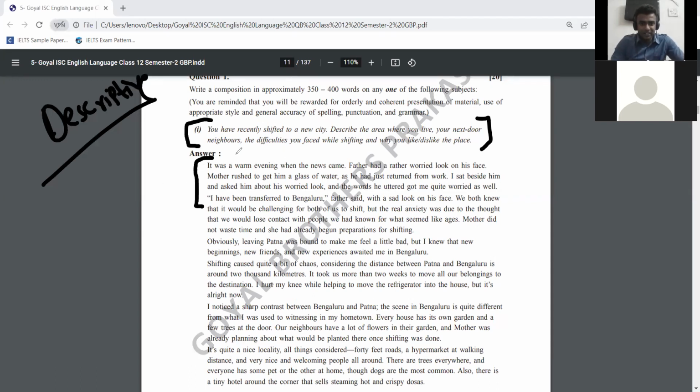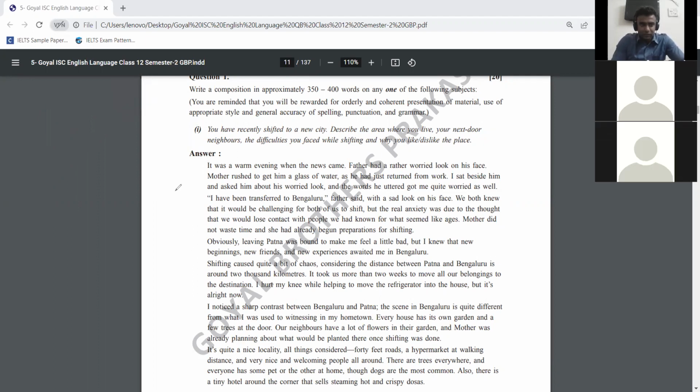It was a warm evening when the news came. Father had a rather worried look on his face. Mother rushed to get him a glass of water as he had just returned from work. I sat beside him and asked him about his worried look. And the words he uttered got me quite worried as well. "I have been transferred to Bangalore," Father said, with a sad look on his face. We both knew that it would be challenging for both of us to shift, but the real anxiety was due to the thought that we would lose contact with people we had known for what seemed like ages.